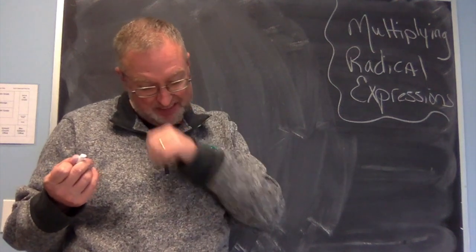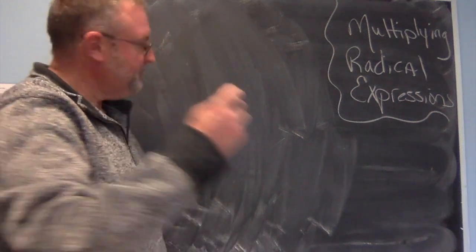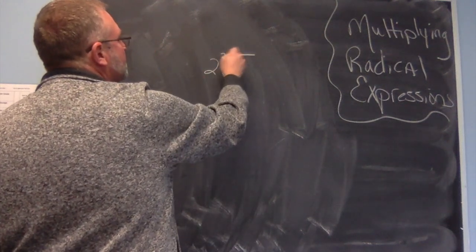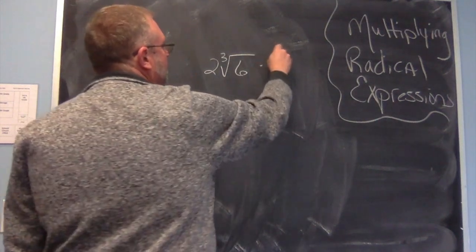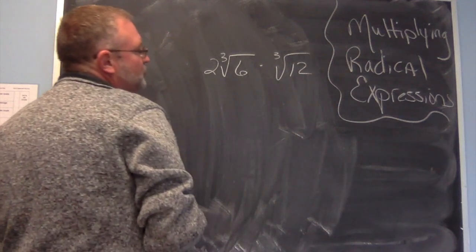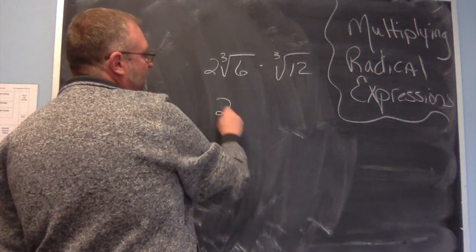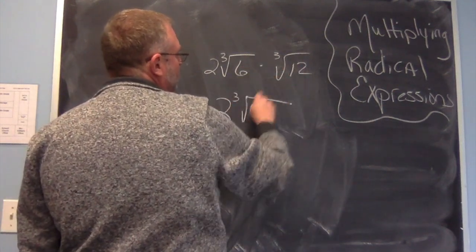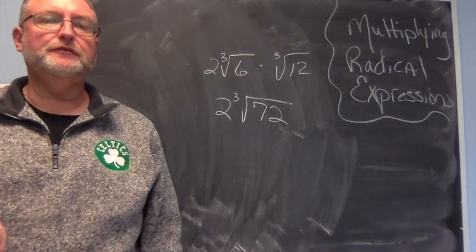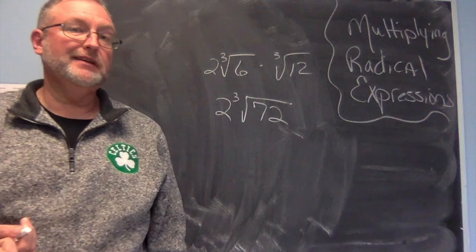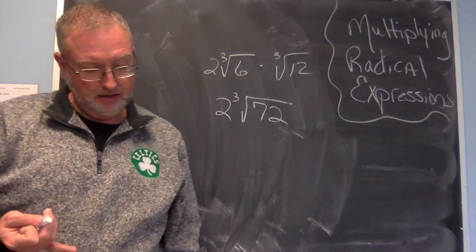But before we do that, I guess we should do the cubed root. Let's do number 11: 2 times the cubed root of 6 times the cubed root of 12. I have 2 times 1 is 2, times the cubed root of 6 times 12, which is 72. So my question now is, is there something multiplied by itself 3 times that would give you 72? Or a factor of that?